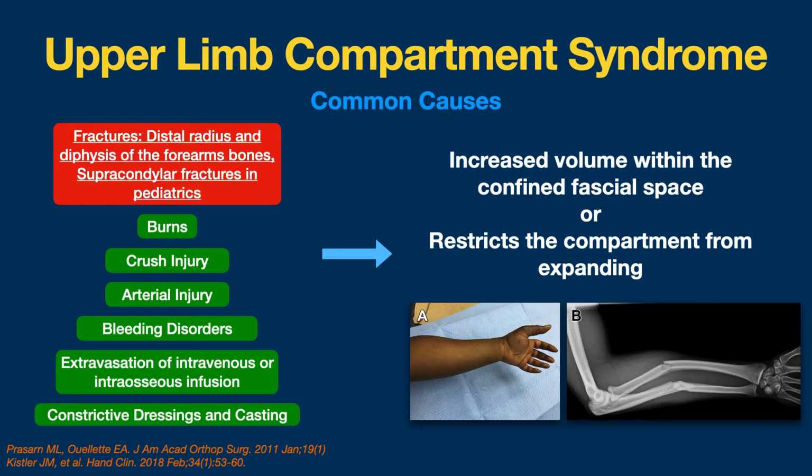ACS of the upper extremity is caused by a myriad of factors, including fractures, bleeding disorders, constrictive dressing and casting, arterial injury, extravasation of intravenous and intraosseous infusion, and regional anesthesia. Anything that causes increased volume within the confined fascial space or restricts the compartment from expanding can cause ACS.